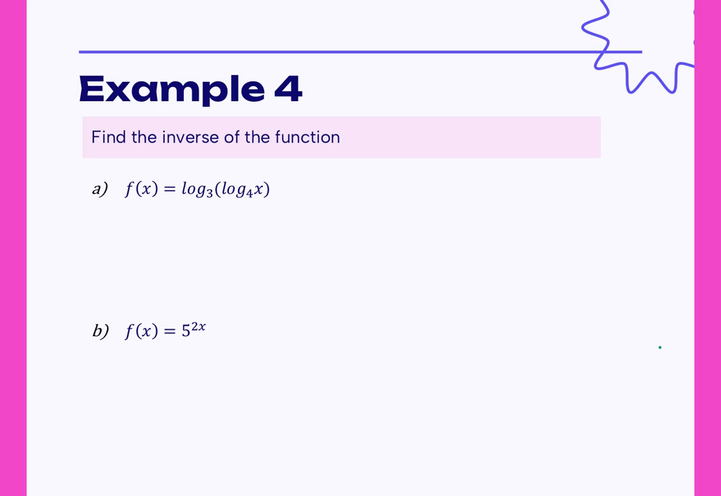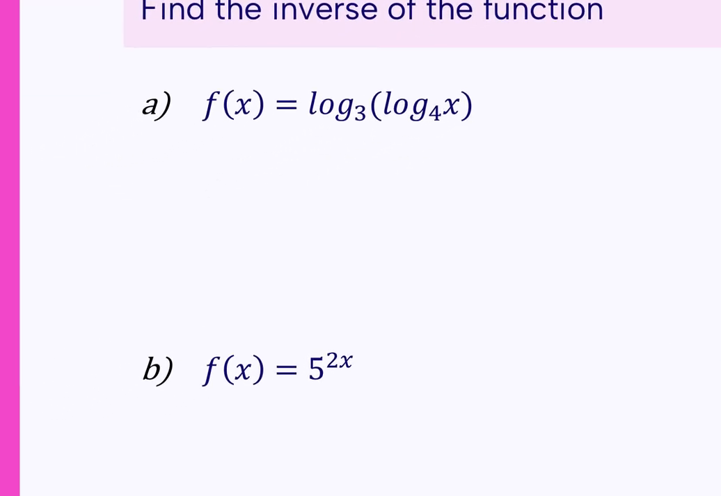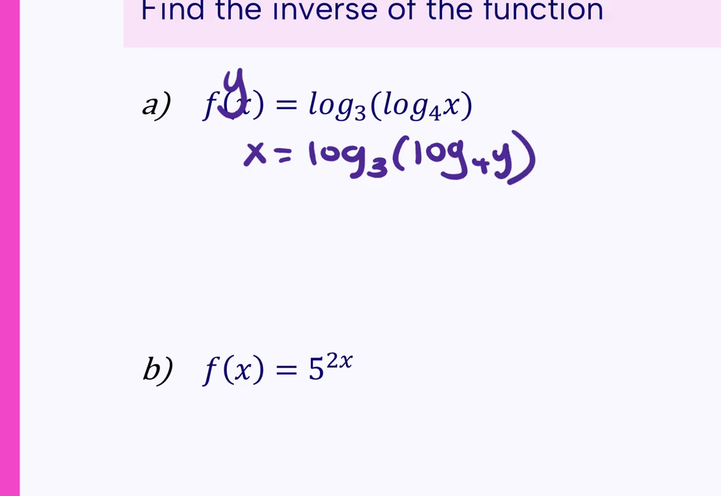Same set of instructions. Find the inverse. But we've got a double log, okay? So this becomes y. Then we switch it. X equals log base 3 of log base 4 of y. Thank you. Maddie, I think you captured like half my mistakes. Good job. Don't stop. Okay. Can I divide by log? No. This is not log base 3 times log base 4 of y. That is log base 3 of log base 4 of y.